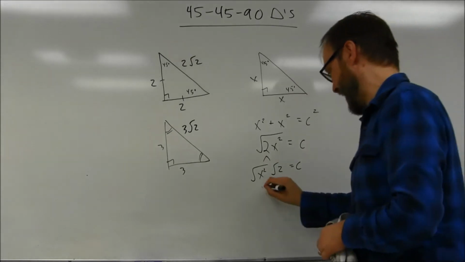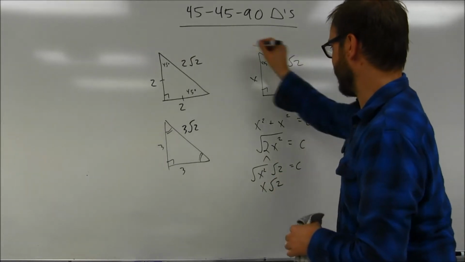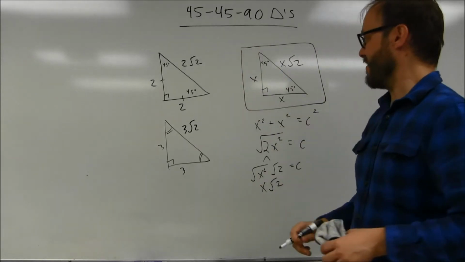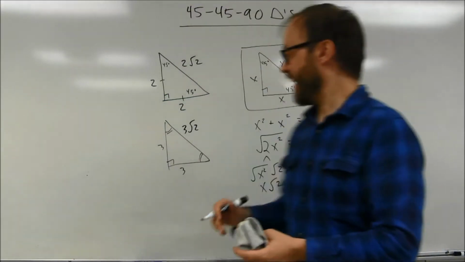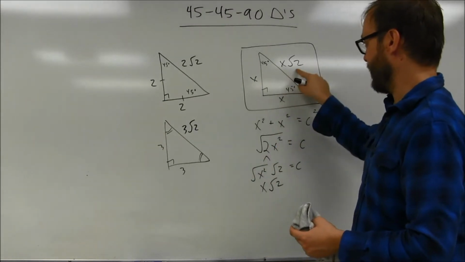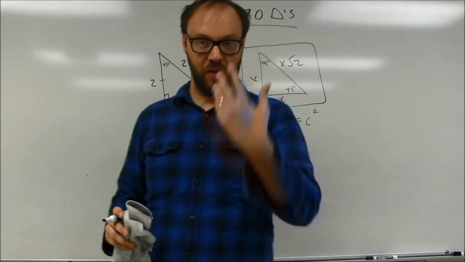So that would give me x radical 2, and that's my missing side. So this pattern always holds. If you have a 45, 45, 90 right triangle, the leg multiplied by the square root of 2 is going to give you the hypotenuse. All right? So this can be very quick.